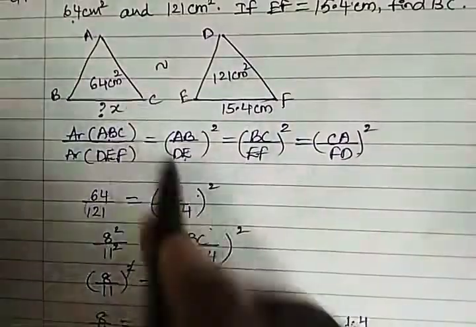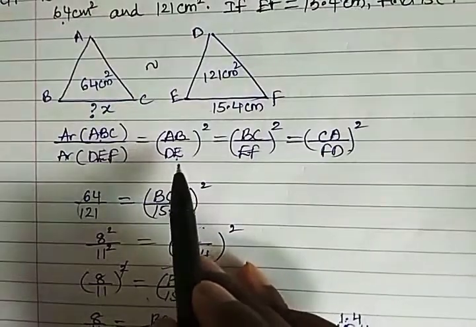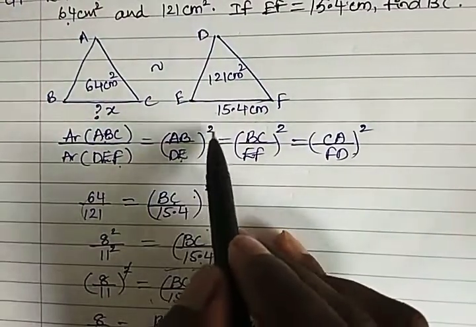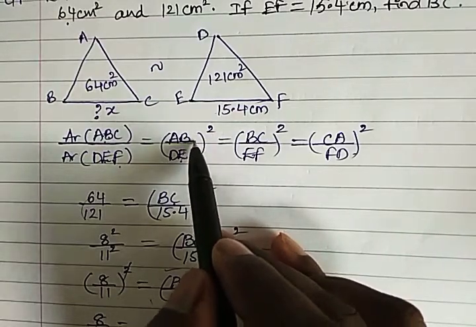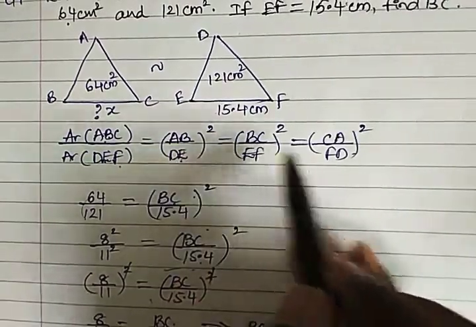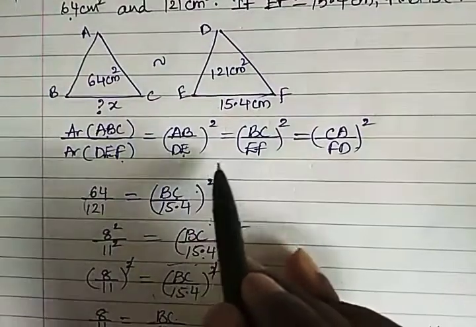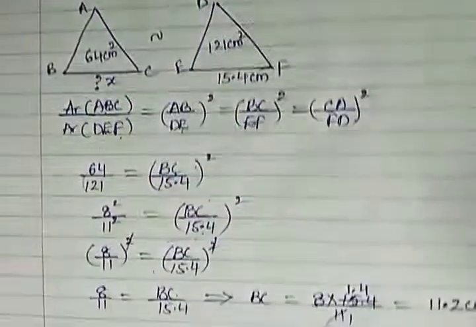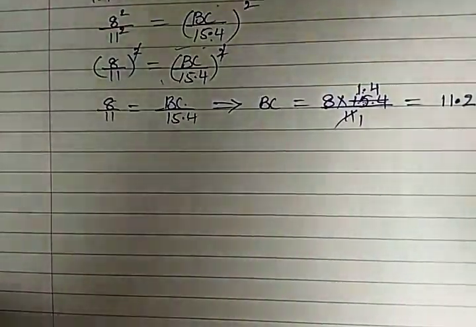So this is how we use the statement. What is that statement? If two triangles are similar, the ratio of the areas of the two triangles is equal to the square of the ratio of their corresponding sides. This will be equal to all the ratios of the squares of their corresponding sides. So this is question number 1. I hope you understood it.